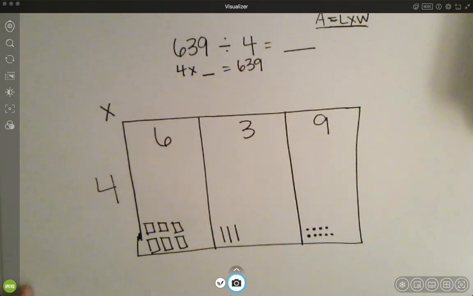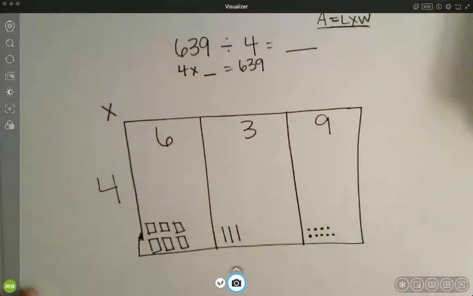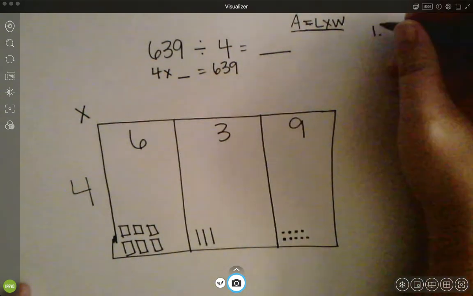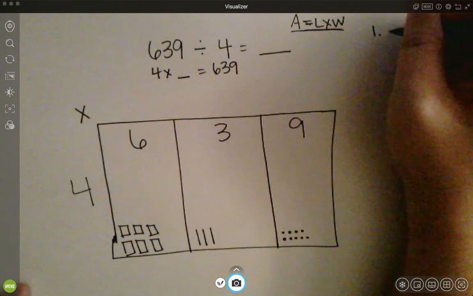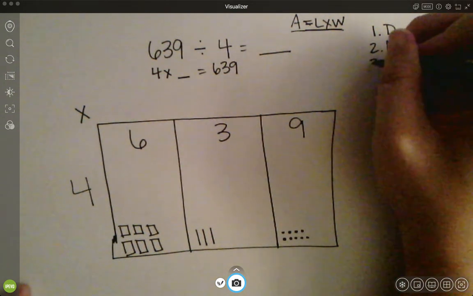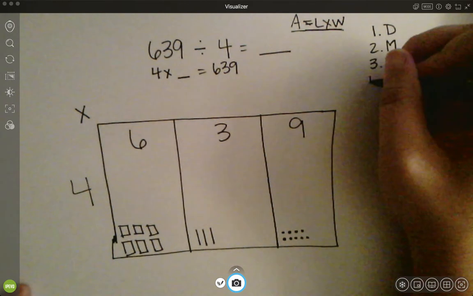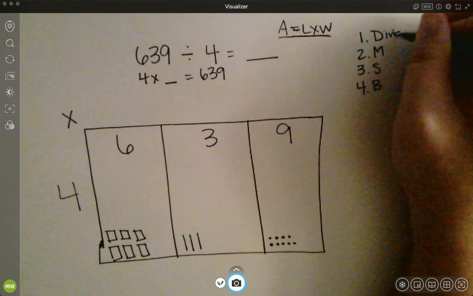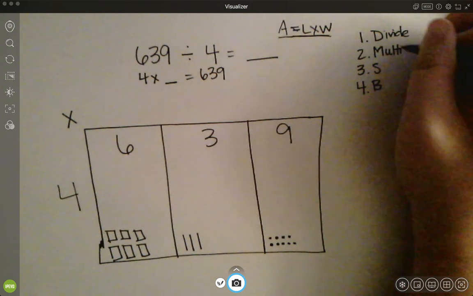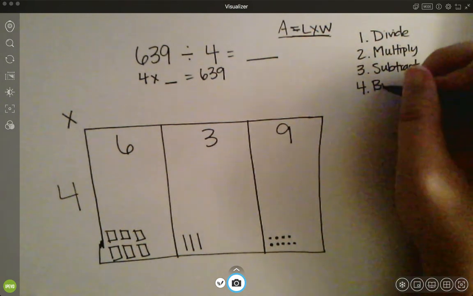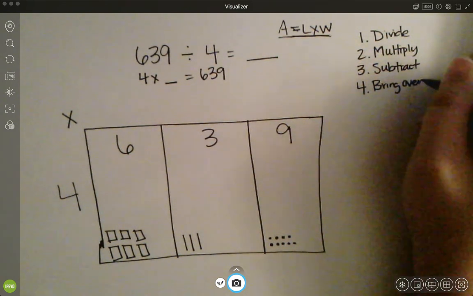There's 9 ones. Okay, so let me tell you all the steps too. If you're doing the lazy way, remember the steps that we talked about with our division family. We have the daddy, the mommy, the sister, and the brother. The D means we're going to divide first. We're going to multiply to check, subtract to see if there's anything left over, and then bring over what is left.